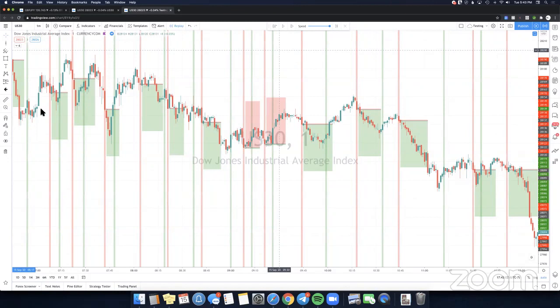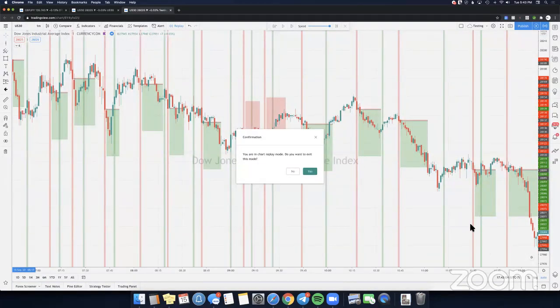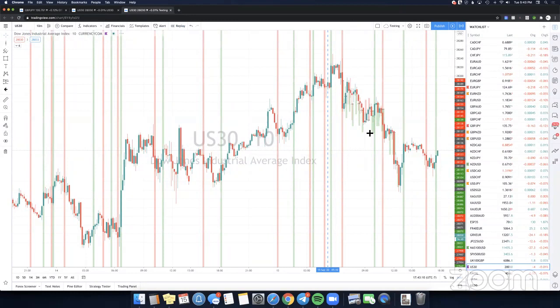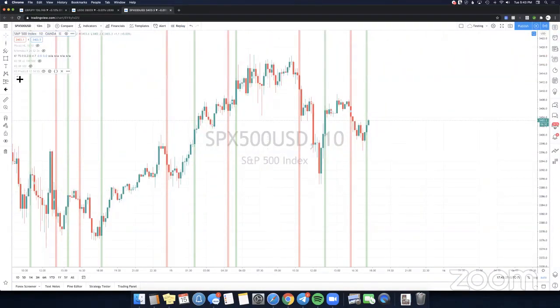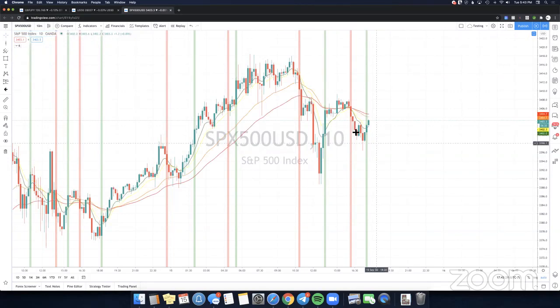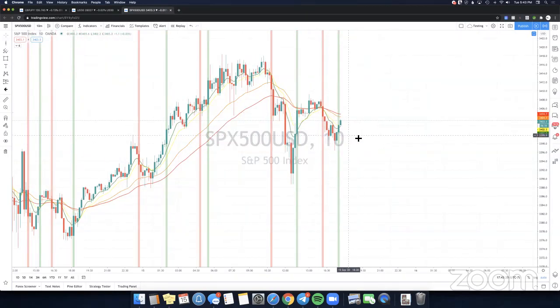So let me go to a 10-minute chart. All right, cool, Portia. So yes, this would be a valid buy signal right here for S&P. But the only problem here is that price is trending down. So it's a little risky to take because you're going to be trading against the trend.